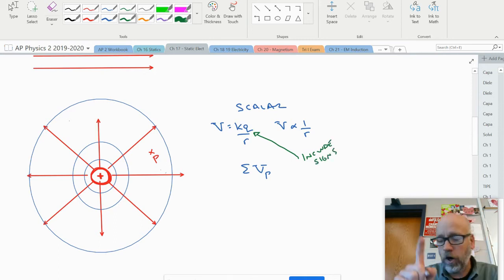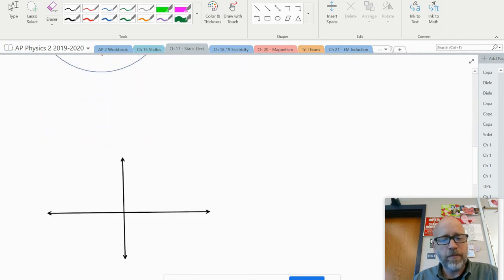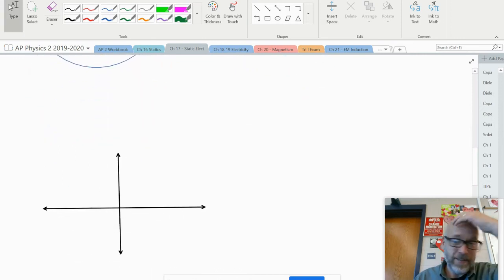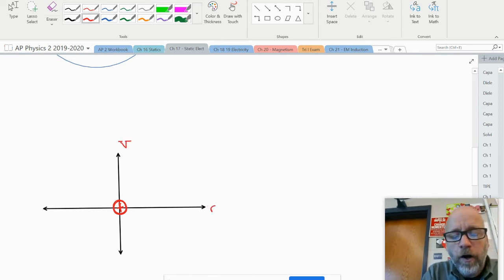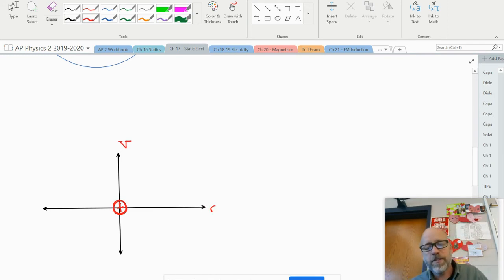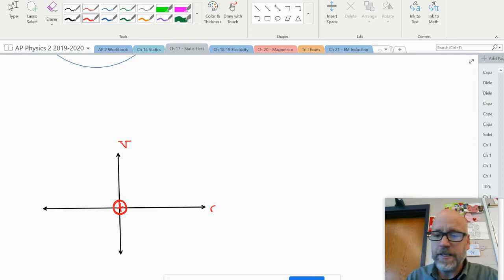Okay, again, all review. Next, though, actually, this is still review. Let's say we take that positive charge and we plop it at the origin in a graph of potential versus distance. And you know what? I'm going to use R. I've seen this done on the AP test and sometimes in textbooks. Instead of using D for distance, sometimes we use R.